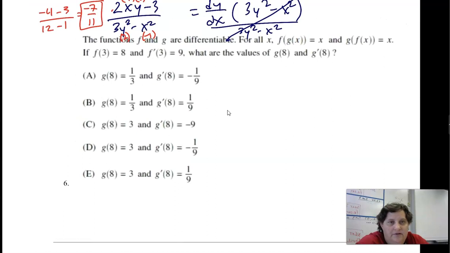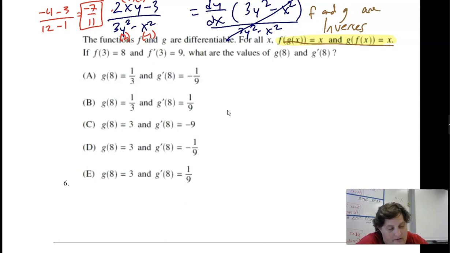Okay, perfect. The functions f and g are differentiable. Now, why does it tell me this? What's the point of that? Well, you guys, that's the definition of these are inverses. So it's no different in the way that we do this problem. It would be the same thing as if instead of writing that, they just put f and g are inverses.